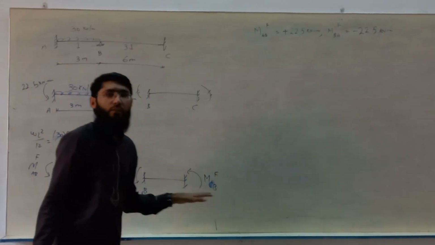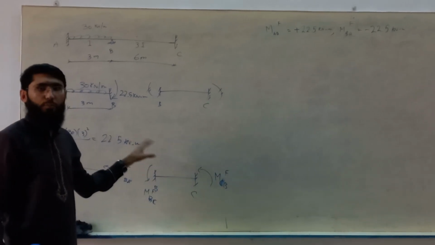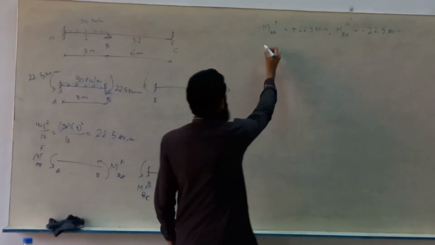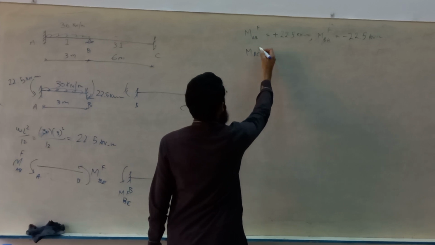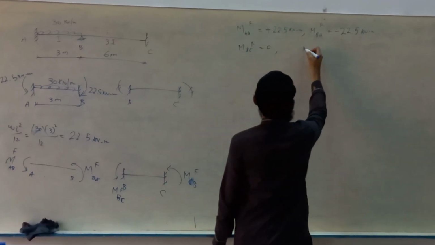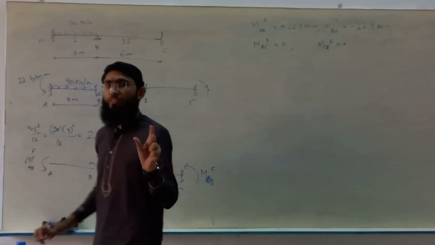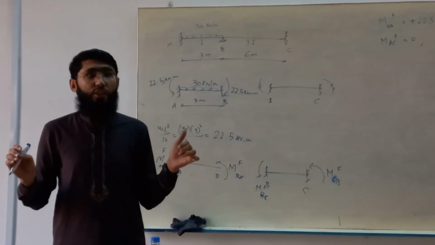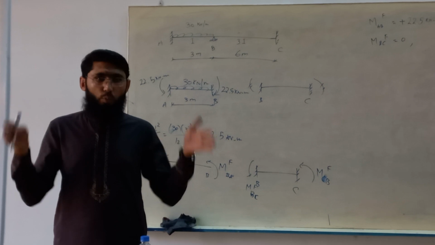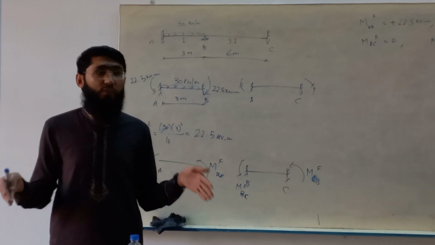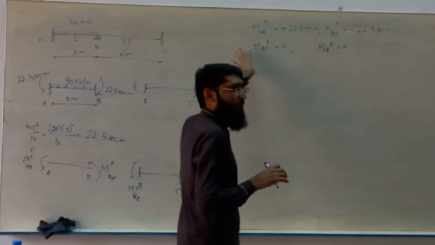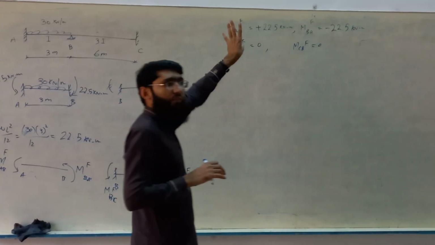Okay, this is fine. No problem up to this point. And then we know MBC fixed is equal to 0 and MCB fixed is equal to 0. So this was the first thing to do: fixed end moments. Calculate the end moments assuming both ends fixed. So you have done the fixed end moments. This is the first step. Okay. Step number 1, fixed end moments.